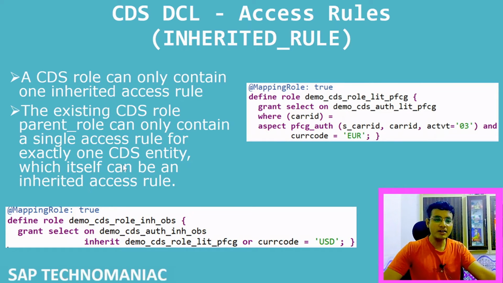And the second important thing is that the parent entity should also have only one access rule, and that should be based on only one CDS entity. That single access rule should be there, based on exactly one CDS entity which itself can be inherited in the access rule. This is mandatory whenever you are creating inherited rules. So this is how you inherit things. We will try to see all of this in the system.